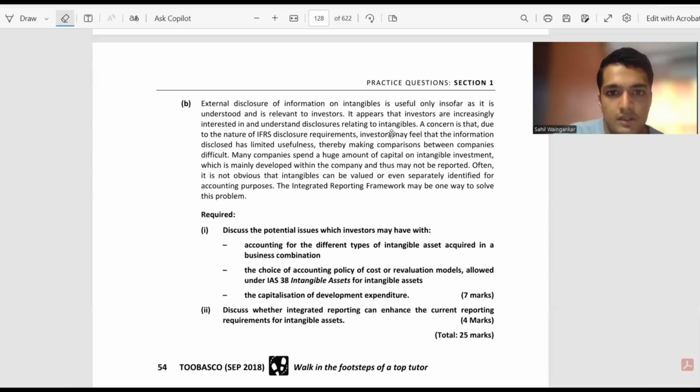Due to the nature of the IFRS disclosure requirements, investors may feel information disclosed has limited usefulness, thereby making comparing companies difficult. Many companies spend a huge amount of capital on intangible investment, which is mainly developed within the company. ये देखो ये मुझे मिल गया point. Many companies spend a huge amount of capital on intangible investment, which is mainly developed within the company and thus may not be reported in the separate financial statements of the entity.